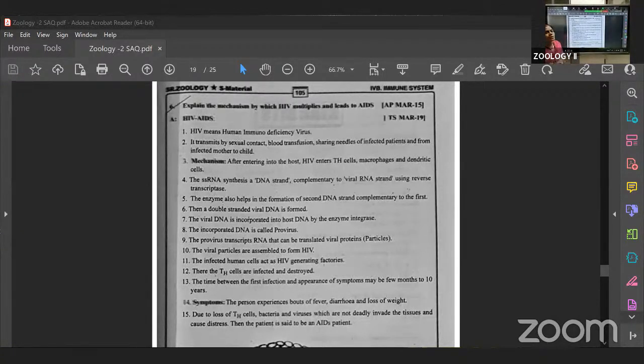Before this, we were doing SAQs, the immune system SAQs. Only the last question is left. The last SAQ is HIV and AIDS. Before that, we discussed the B cells.